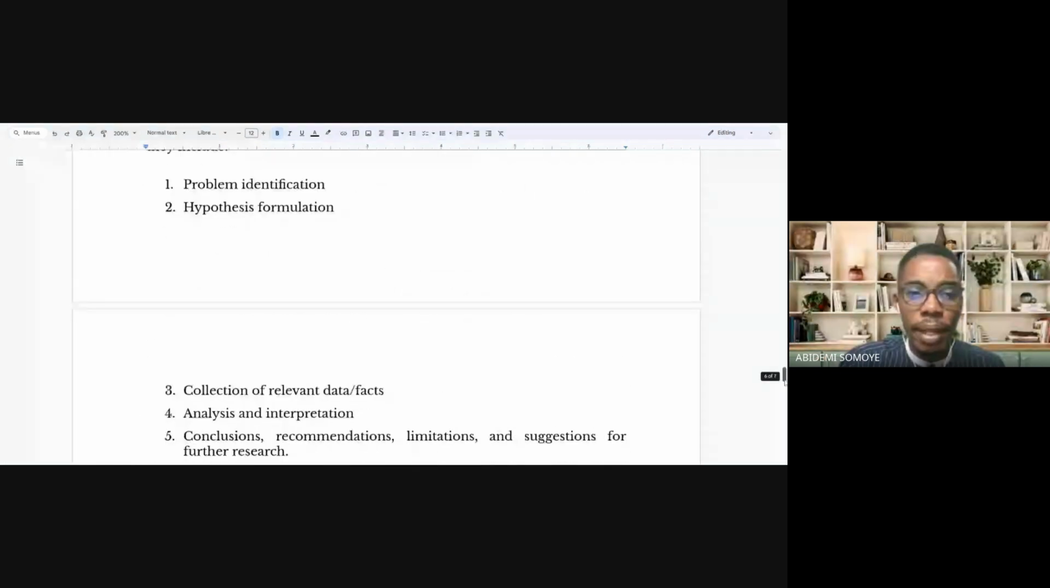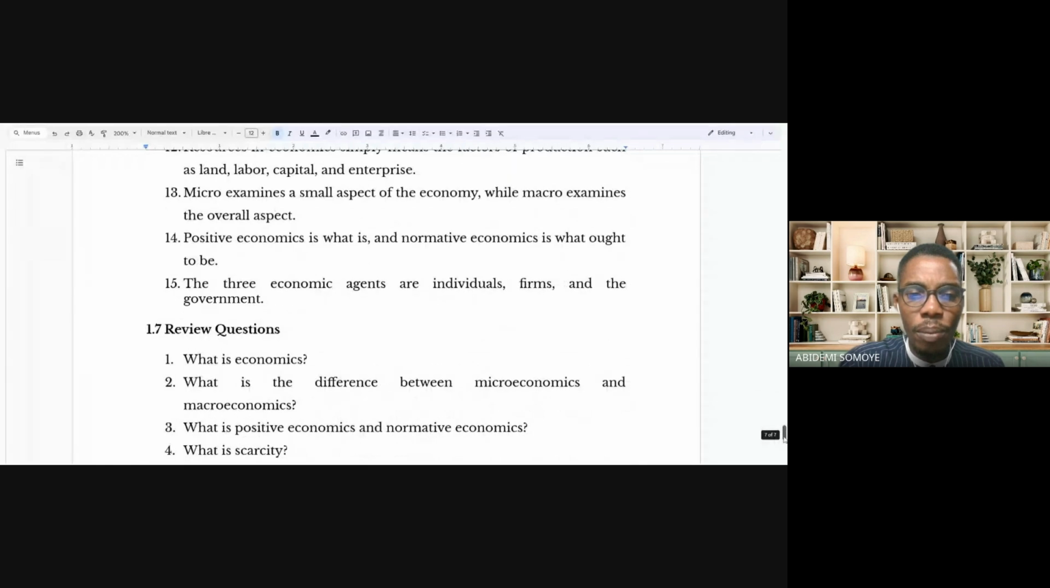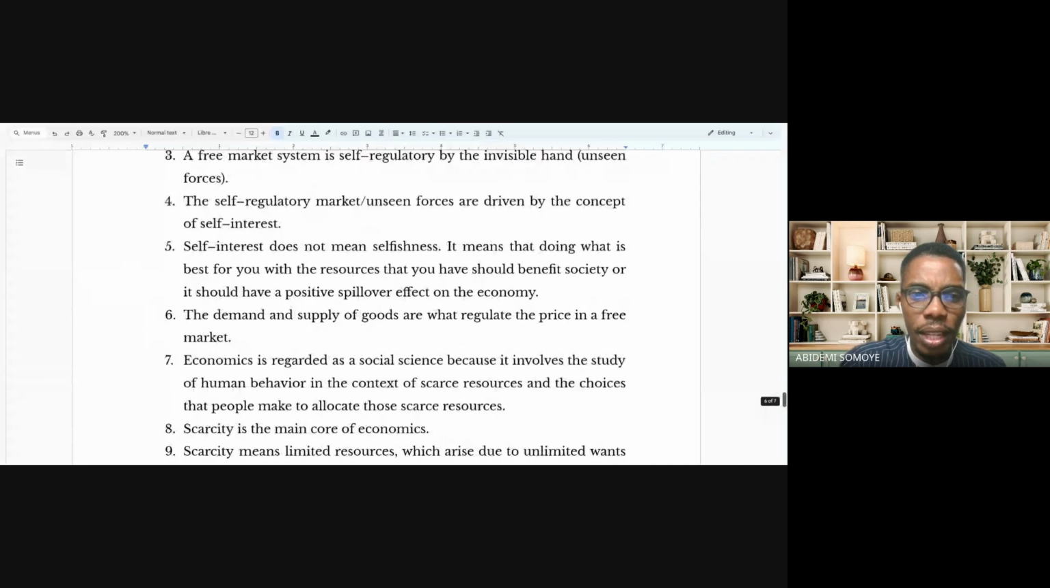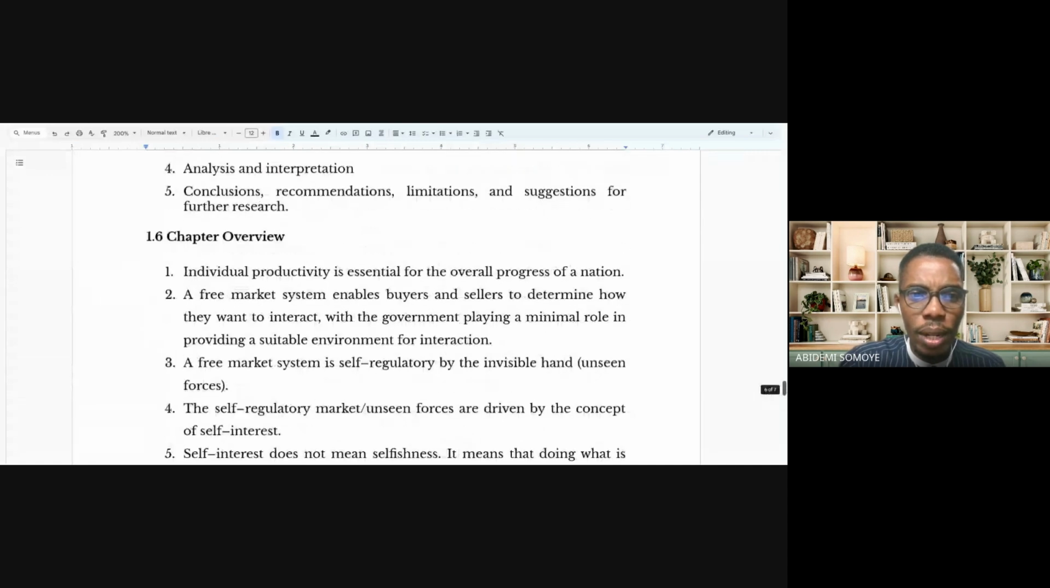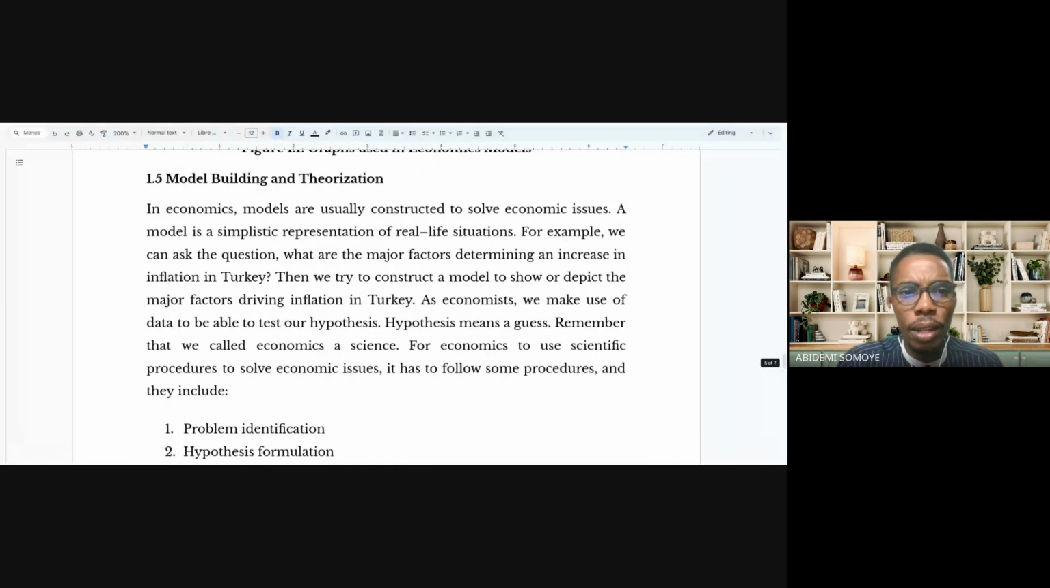Okay, I think I have come to the end of an overview of economics. Let me just discuss briefly about model building and theorization.